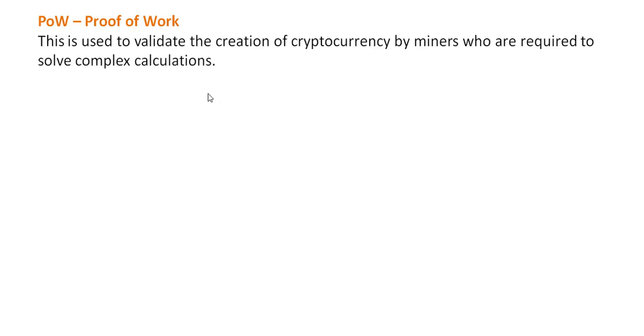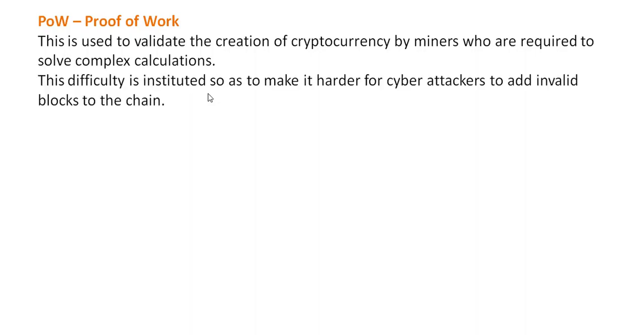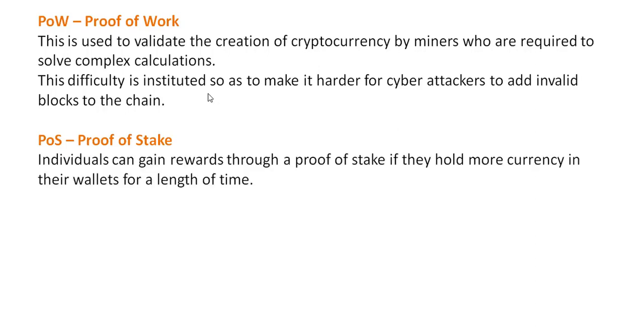So we have the POW, which means proof of work, and this is used to validate the creation of cryptocurrency by miners who are required to solve complex calculations. So the proof of work helps the mining rig to determine the particular participation of a miner in the mining process. This difficulty is instituted so as to make it harder for cyber attacks to add invalid blocks to the chain. So we also have the POS, which is proof of stake. Individuals can gain rewards through a proof of stake if they hold more currency in their wallet for a length of time, as I have explained using the dog cash.